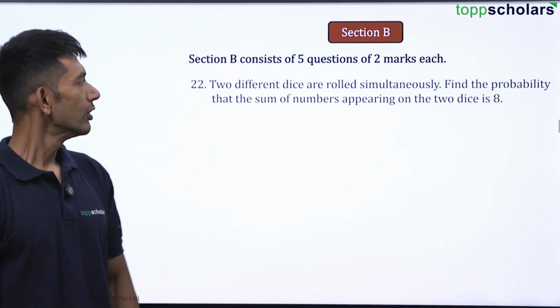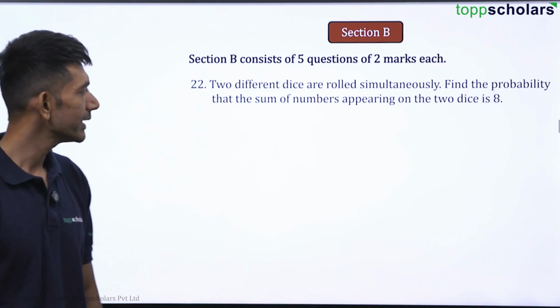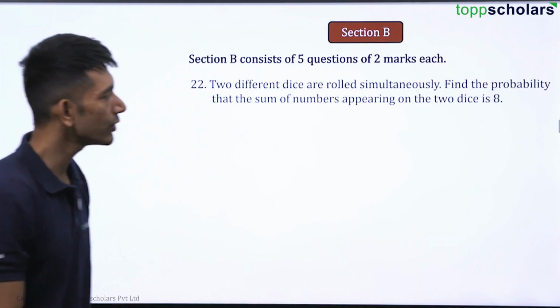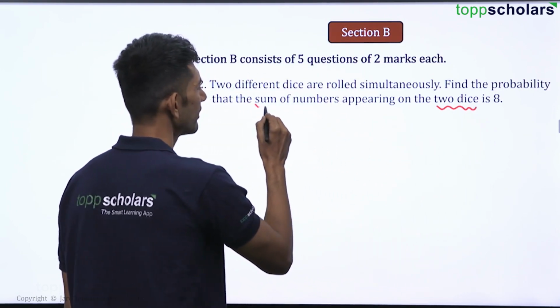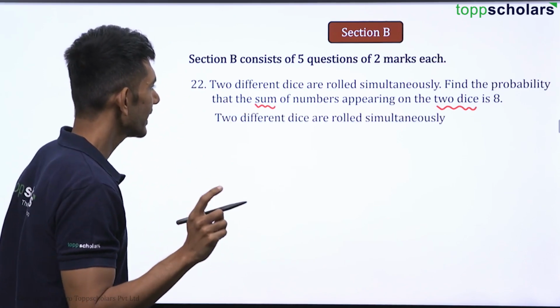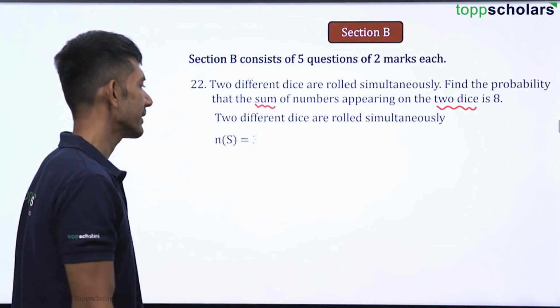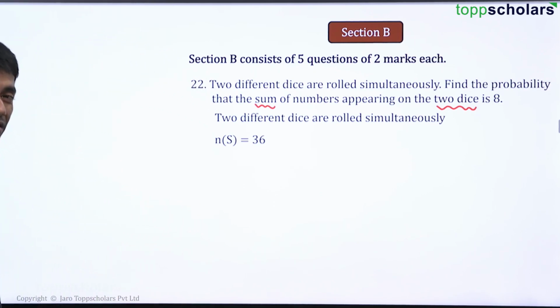It says 2 different dice are rolled simultaneously. Find the probability that the sum of the numbers appearing on the 2 dice is 8. Sum is addition. Addition of the numbers appearing on the 2 dice is 8. Now understand this. So 2 dice are thrown simultaneously. So what is the sample space? The sample space will contain 36 sample points.